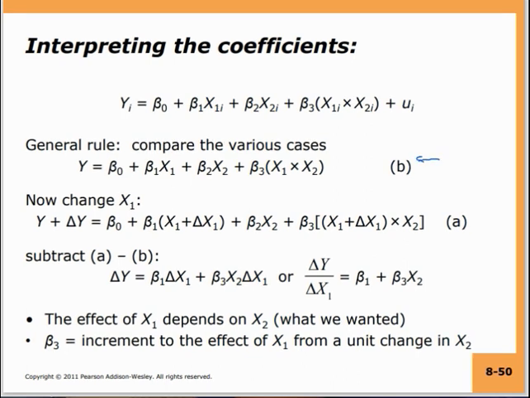equation B from equation A to see what is the marginal change, on your left hand side you will have delta y, and on your right hand side you will have beta 1 delta x1 plus beta 3 x2 delta x1. Or if you look at the marginal change for every unit change in x1, you will arrive at beta 1 plus beta 3 x2. So the effect of x1 depends on x2. This is what we wanted to model, and you have got that by including the interaction term. Beta 3 is the increment to the effect of x1 from a unit change in x2.